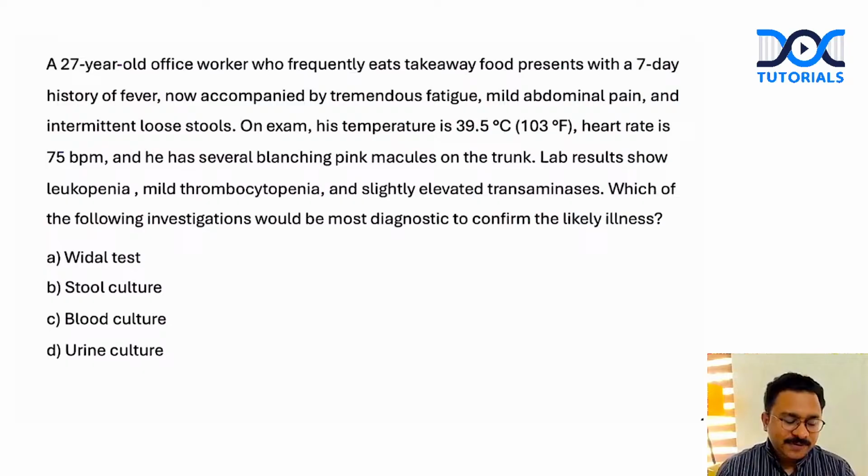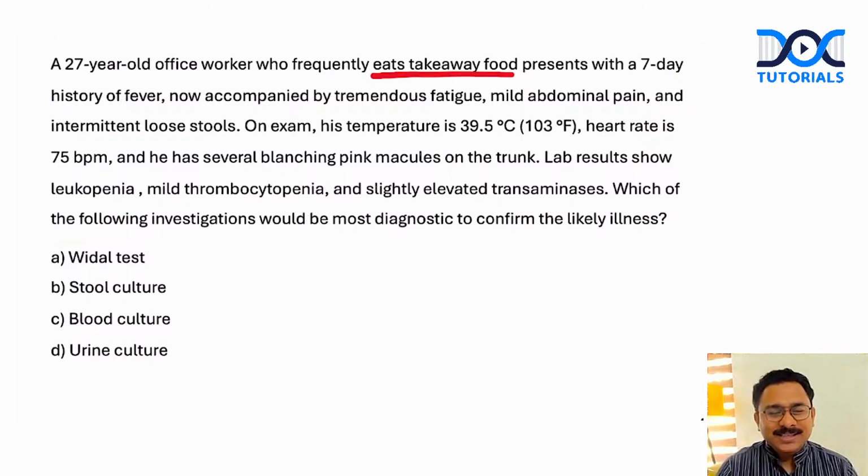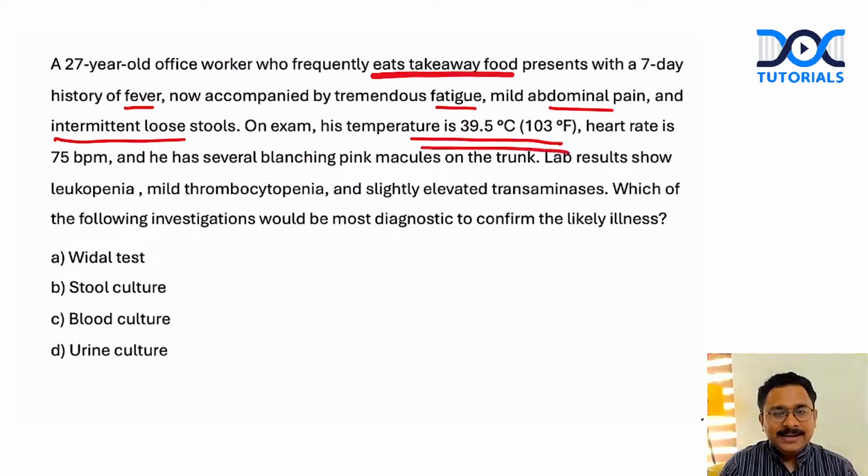A 27-year-old office worker who frequently eats takeaway food. So you're probably thinking of some disease with a fecal-oral mode of transmission. Presents with a 7-day history of fever, fatigue, mild abdominal pain, and loose stools. And he's having a high temperature. And despite the high temperature, the pulse rate is only 75. What do you call this?